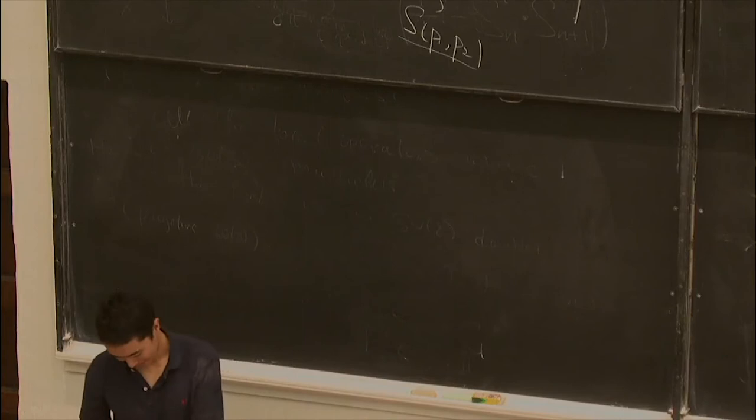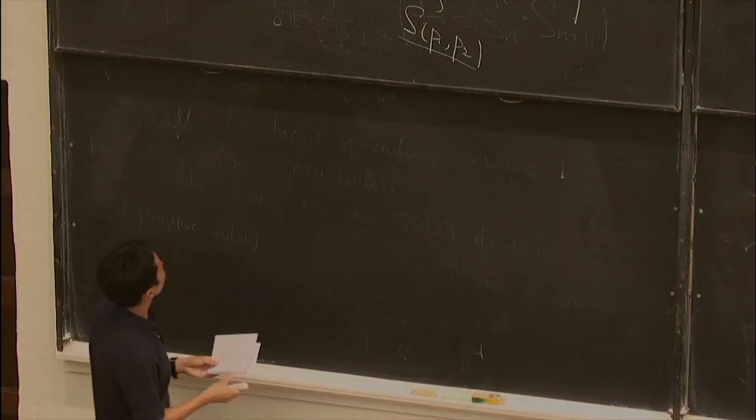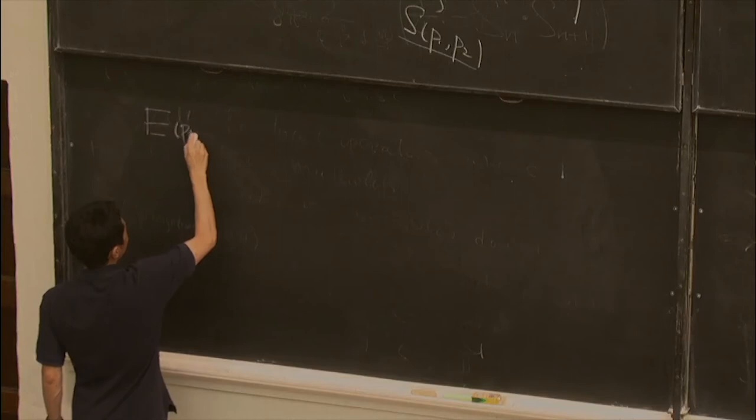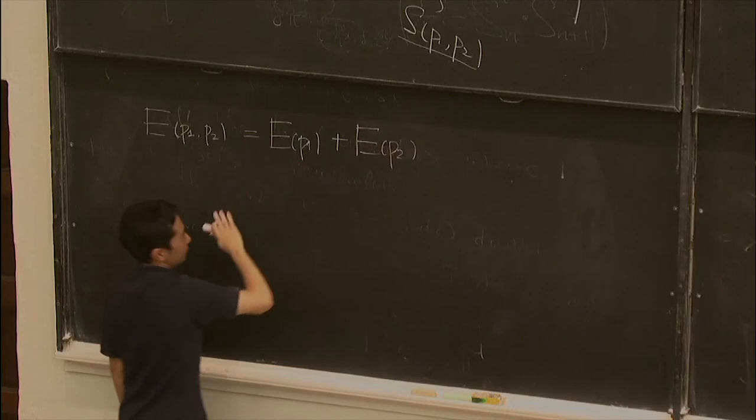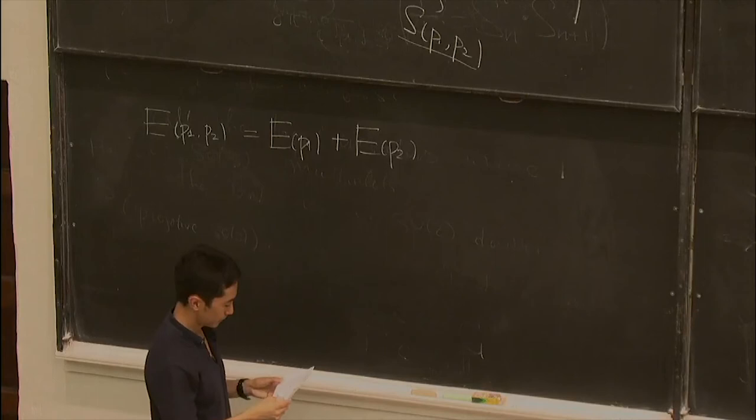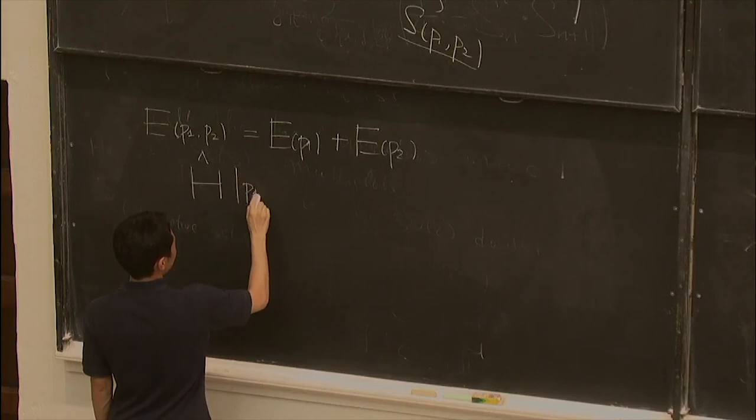But before doing this computation, I can already guess what the energy of this state is, because as I said, the Hamiltonian acts almost individually when they are far separated. We expect the energy of this two particle state should be the sum of the energies of the one particle states. So let's take that ansatz and plug it into this eigenvalue equation.